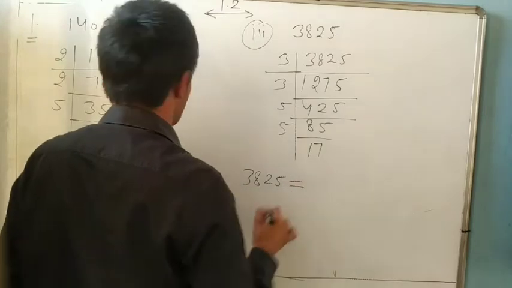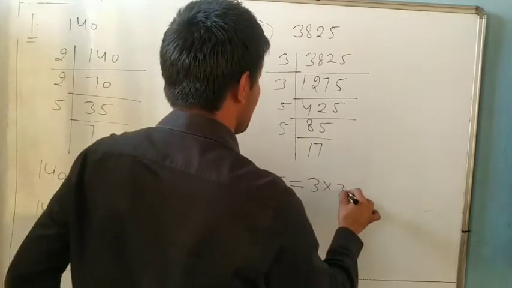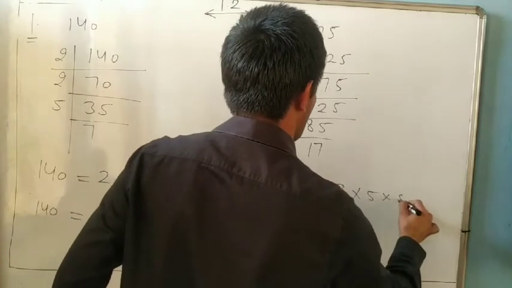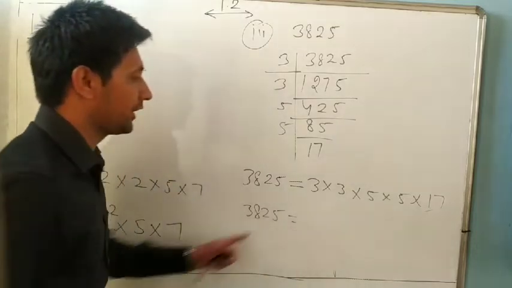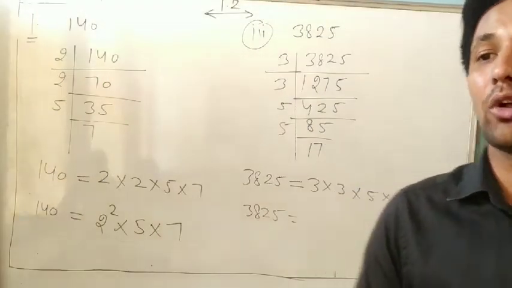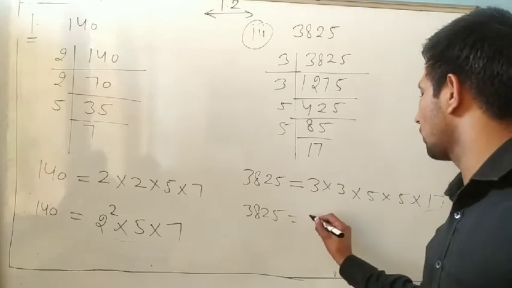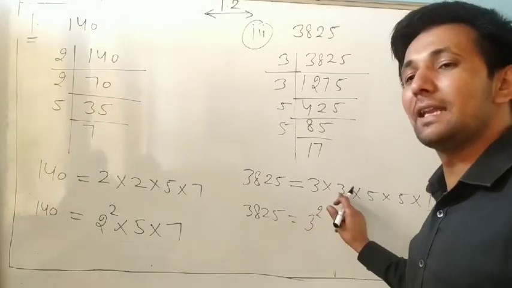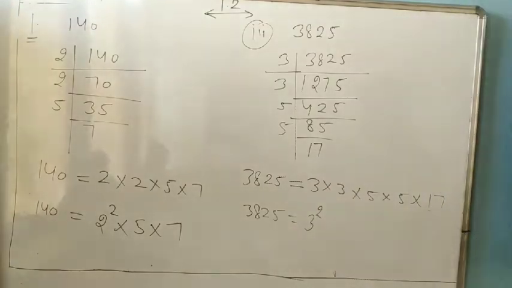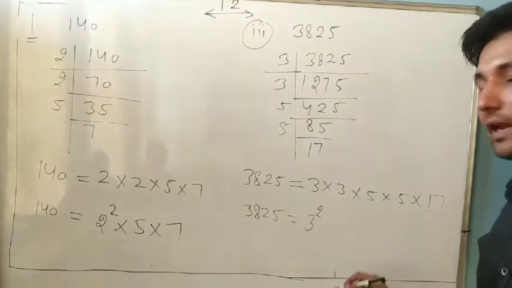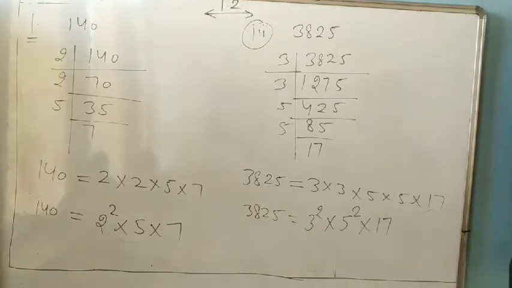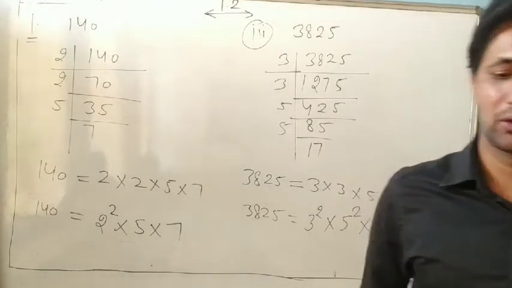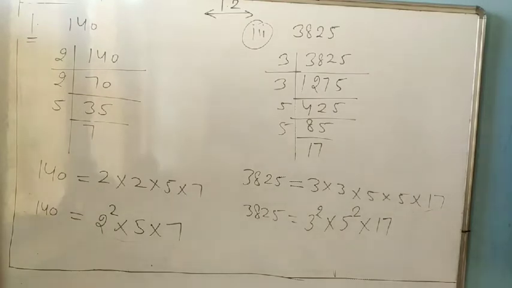3825 we can write as 3 multiplied by 3 into 5 into 5 into 17. Don't write 3 into 3 as 9, because we want to write it only in prime factors. So in multiplication, the base is the same and the power is added. So we can write 3 square into 5 square into 17. So it is your answer. So the first question we have finished. Rest of the parts you will do yourself. They are very easy questions, okay?